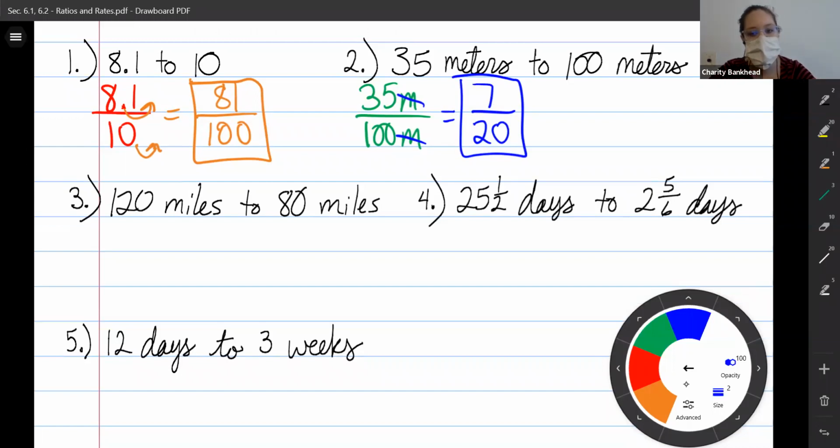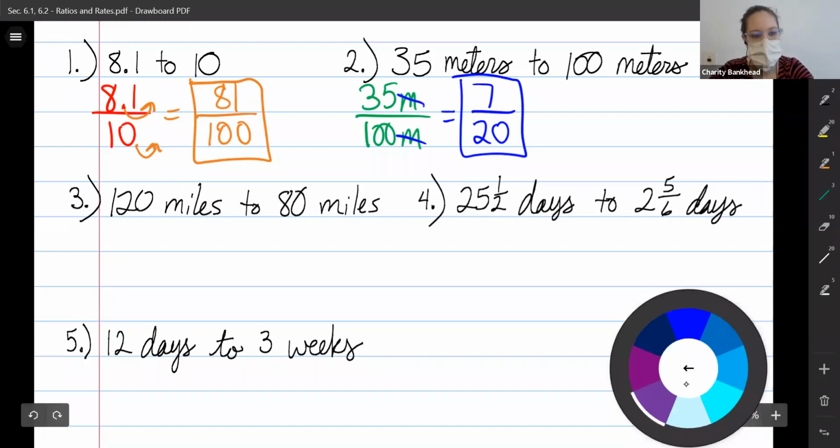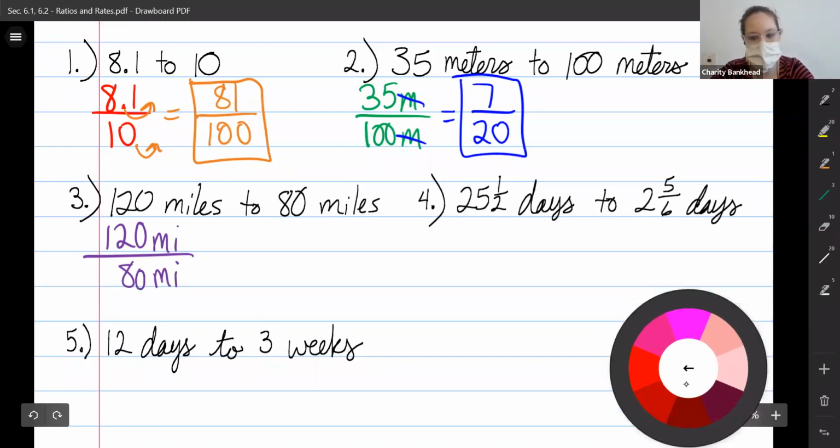Number 3, 120 miles over 80 miles. So I can cancel out the miles, and I can also cancel out one of those zeros. So it's basically 12 over 8. And then 4 goes into 12 3 times, and 4 goes into 8 2 times. So it's just 3 over 2.